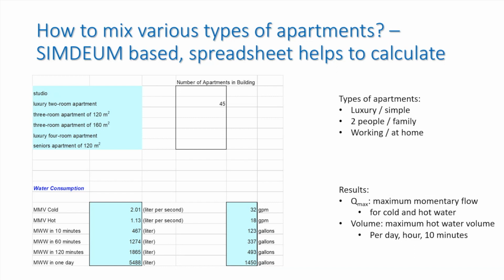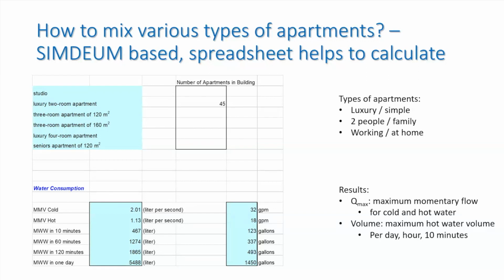So depending on the luxury versus more simple, the number of people, and if people would be mainly working from home or being at home or being away, those are the characteristics of those types of apartments. And the result there is your maximum flow rate, your maximum momentary flow for cold and hot water. And it also gives you a maximum water volume in various time steps, and that will help you to then design your hot water boiler.